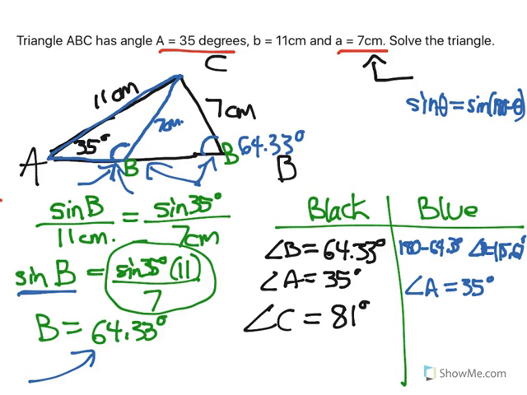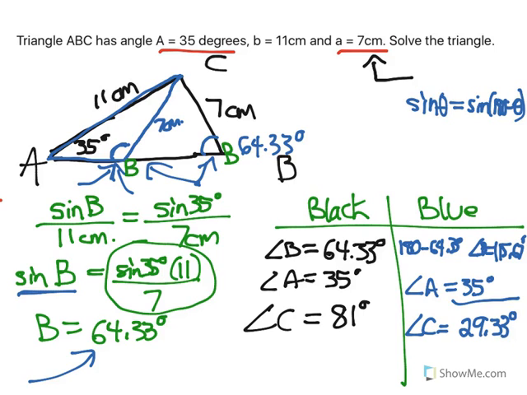Now, that could be the other answer for B. Let's see if it's actually possible. And the way we know if it's actually possible is if there's still room in the triangle for angle C. So in other words, do these two, angle A and B, add up to less than 180? And yes, they do. They add up to 150.67, leaving about 29.33 for C.